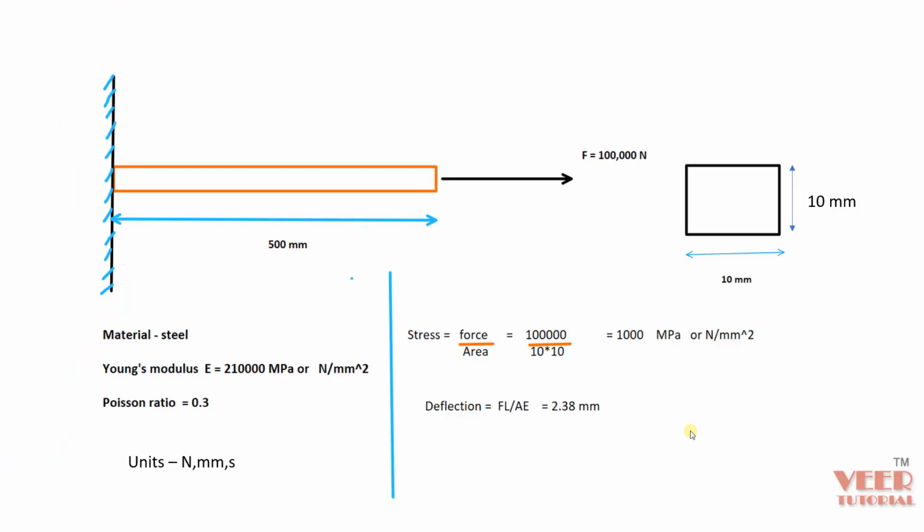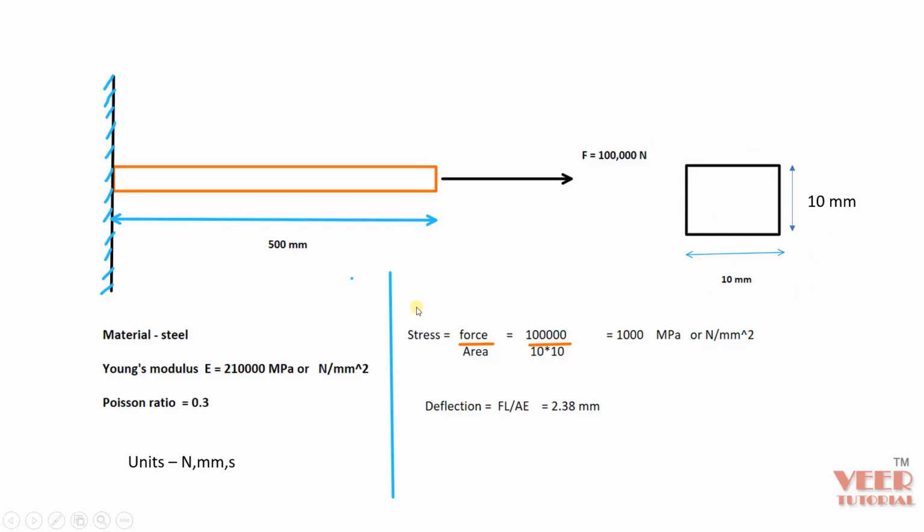In this problem, we can see we have a beam. This beam is fixed from the left side, and on the right side, we are pulling the beam with a force of this value. The length of the beam is 500 mm, and the cross-section is rectangular, with a value of 10 by 10.